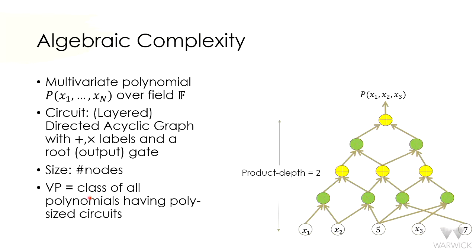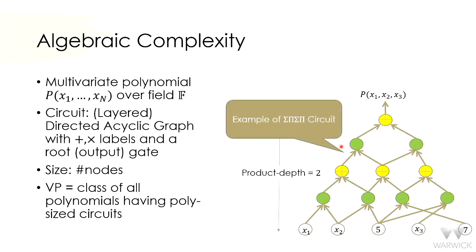Okay, so given this model, we define VP, named after the computer scientist Valiant. Valiant's P is the class of all polynomials that have poly-size circuits, so polynomial in the number of variables. Also, when I say polynomials, really I'm talking about a polynomial family, so it's the same distinction that you make in the Boolean setting, right? One polynomial for every n.